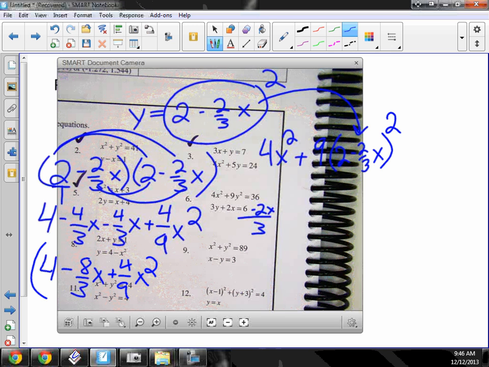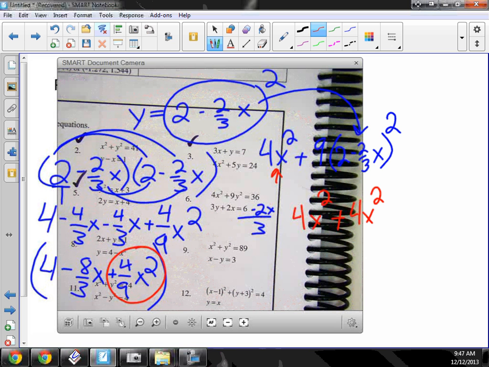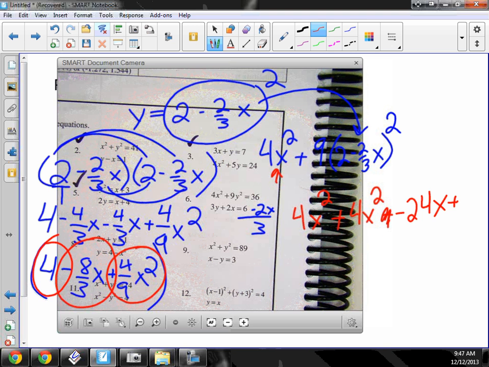And what do I do to this? Times it by 9, which is nice because the fractions are going to go away. So I have a 4x squared plus, and I'm going to do 9 times this one, which is 4x squared plus, what is 9 times negative 8 over 3? So 9 times 8, 72 divided by 3, is it 24? So minus 24x plus 9 times 4 is 36. So 8x squared minus 24x plus 36.